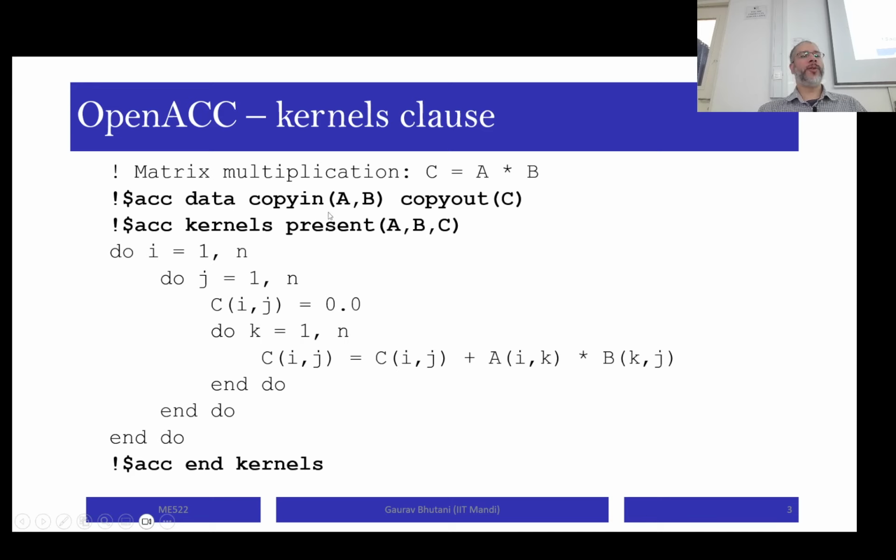In this case, you do not need to copy in C because C is simply going to store the results. So, there is no need to copy, just create that and that will get created automatically on the device. But you have to copy it out because when you try to print the value of C later in the program, that has to be available on the main memory of the CPU.